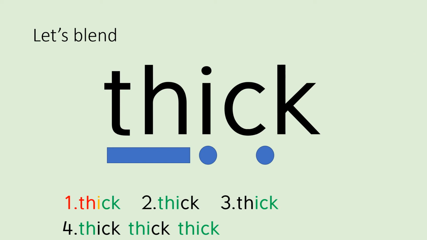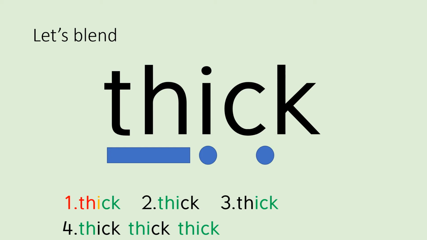And as before, if they're struggling to blend, we've got a couple of options down at the bottom. So for this one, we might just go th, i, k. So we can say each individual phoneme and then blend it together. Thick. Going back to what I said on the previous slide about the two different sounds that th can make, it's fine for a child to experiment with both and see which one sounds right. Is it thick or thick? It's going to come from practice, really, but that sort of trial and experimenting is perfectly fine.